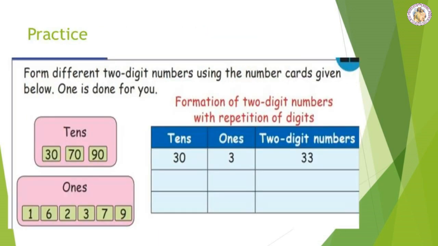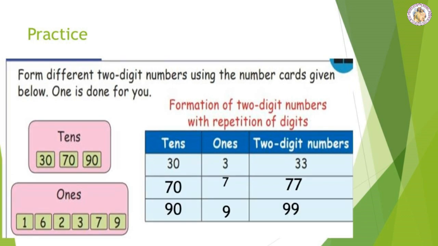Let us practice some examples. Form different two-digit numbers using the number cards given below. Yes, see here they have given the number cards. In tens we have three cards, that is 30, 70 and 90. In ones we have six cards, that is 1, 6, 2, 3, 7, 9. We have to form the two-digit numbers with repetition of digits.